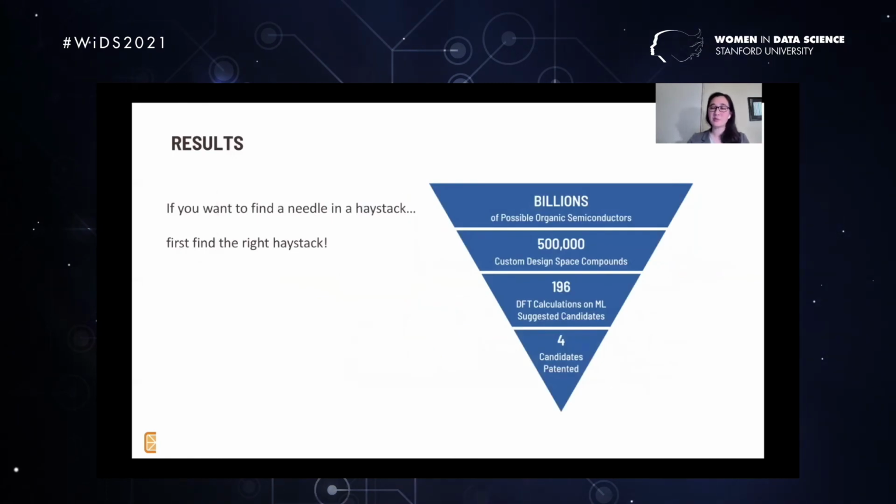And so this was a case where in the end, they were able to patent 4 different candidate materials. And what they really used machine learning to do was to focus down their search, to make it so they didn't have to brute force run simulations on all these different molecules. Machine learning gave them a way to systematically explore this design space. And from a domain knowledge integration standpoint, one of the key takeaways was if you want to find a needle in a haystack, you first have to make sure you're looking at the right haystack.